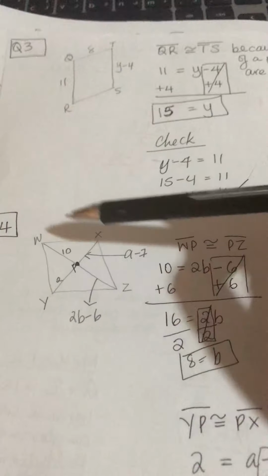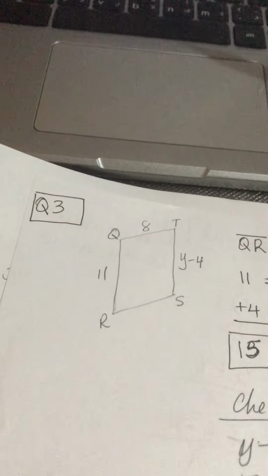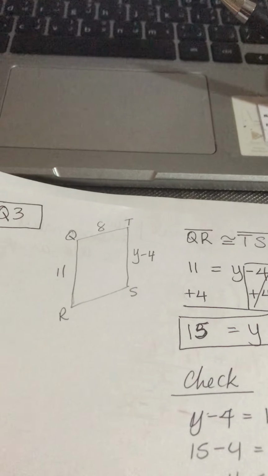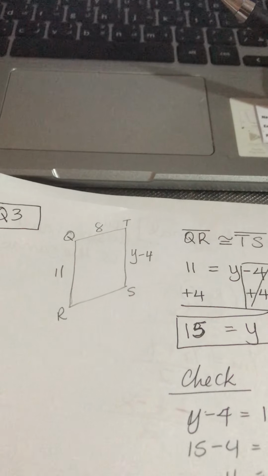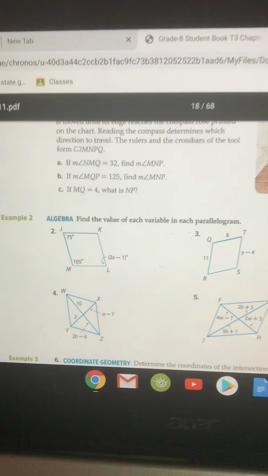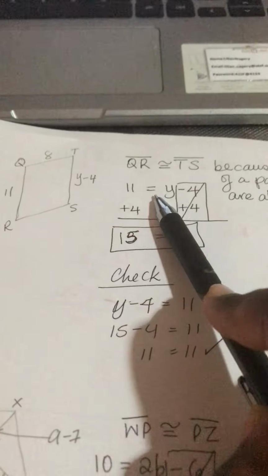Okay? Question 4. I was doing these questions. They're in your books. I didn't get the questions from anywhere else but your books. These are the questions I was doing from your book. Okay? All right. So, question 3, I did.